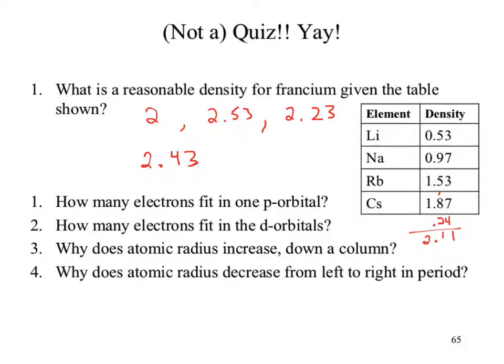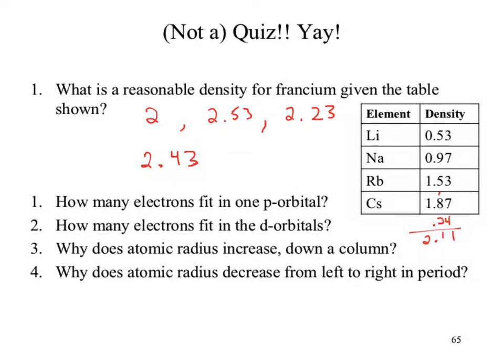If I look at those numbers, 2.11 makes more sense to me. I'm going to have a hard time understanding why you picked 2.53. You can explain it, and that's fine, but you need to provide that explanation, that secondary evidence. Make sense? Okay. How many electrons fit in one p orbital?